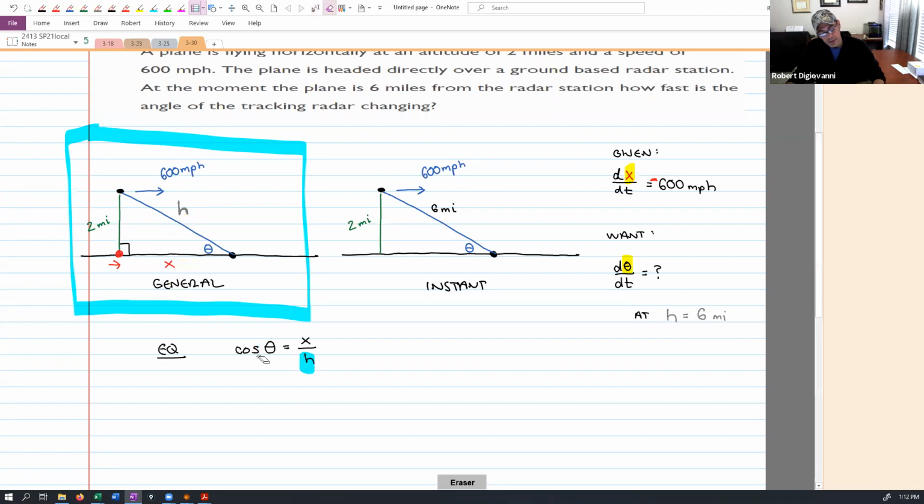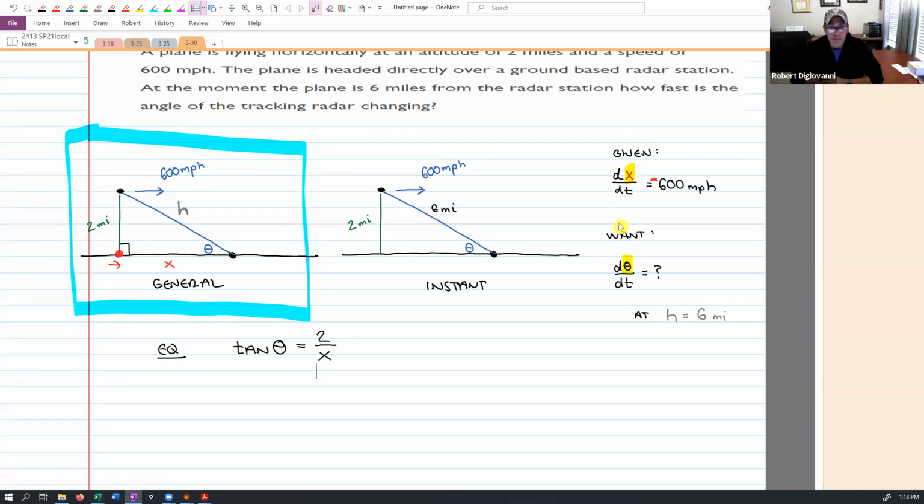So what if we change this? What if we say tangent theta is opposite, which is 2. Isn't that fixed? It's always 2. 2 over x. Right? That equation is valid off that right triangle. And look, it doesn't have h in it. It has x and theta, so I should expect to see dx dt and d theta dt, and that I'm going to be okay with. Understand? Yes. Okay, so this is what I'm going to use.